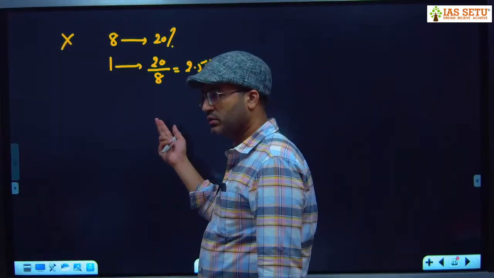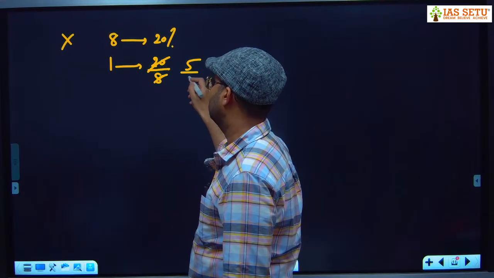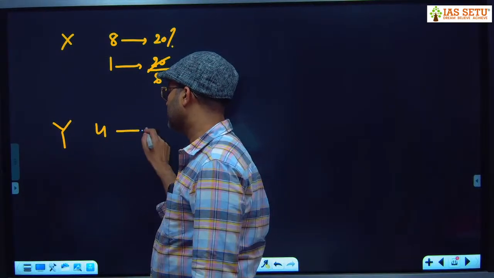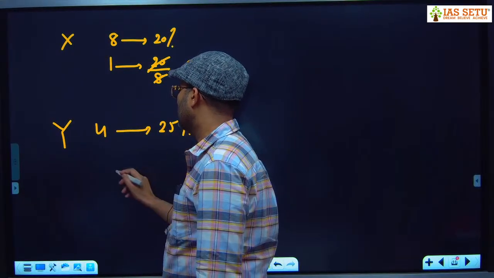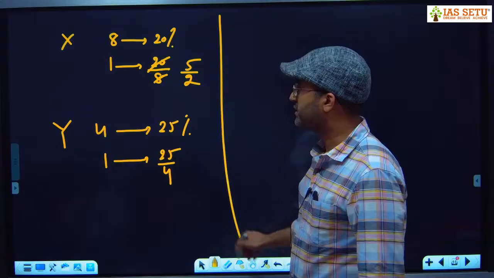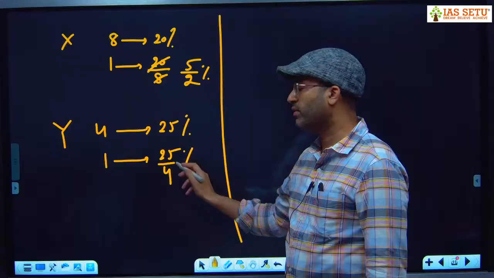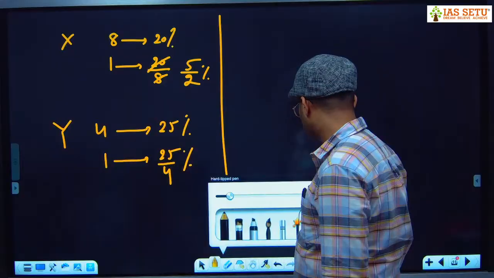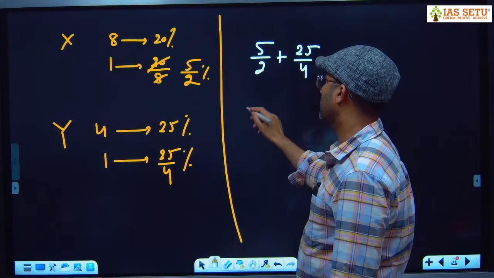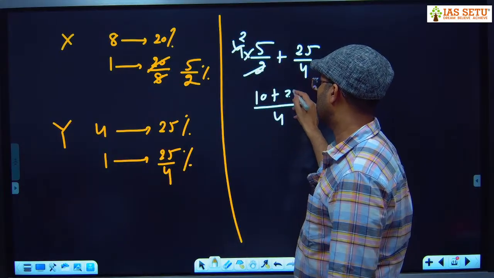अब फ्रैक्शन ले लो, डेसिमल नहीं लेना तो फ्रैक्शन ले लो, क्या आएगा? 5/2, 5/2 आ जाए. चलो, y in 4 days can do 25% work, in 1 day 25/4. It is the capacity of x in percentage, 5/2% per day, 25/4% per day. Together दोनों मिलके क्या करेंगे? 5/2 plus 25/4. You take 4, multiply with 4, you get 2, 10 plus 25.